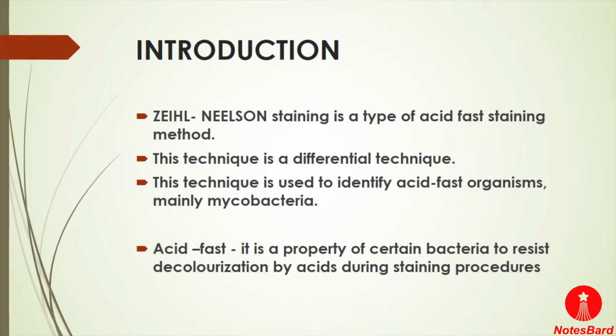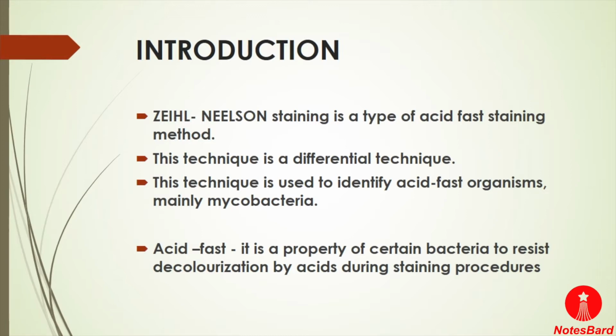This technique is also considered a differential technique which is used to identify some acid-fast organisms, which are mainly mycobacteria or several other types of bacterium. A bacterium which is a pathogen for tuberculosis, named Mycobacterium tuberculosis, is also diagnosed by the Ziehl-Neelsen staining method. So before moving to the staining methods, let's first understand what acid fastness is and what acid-fast organisms are.